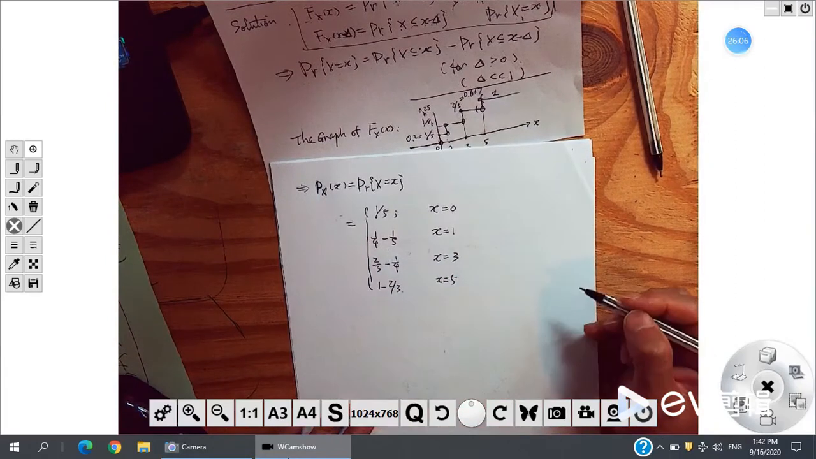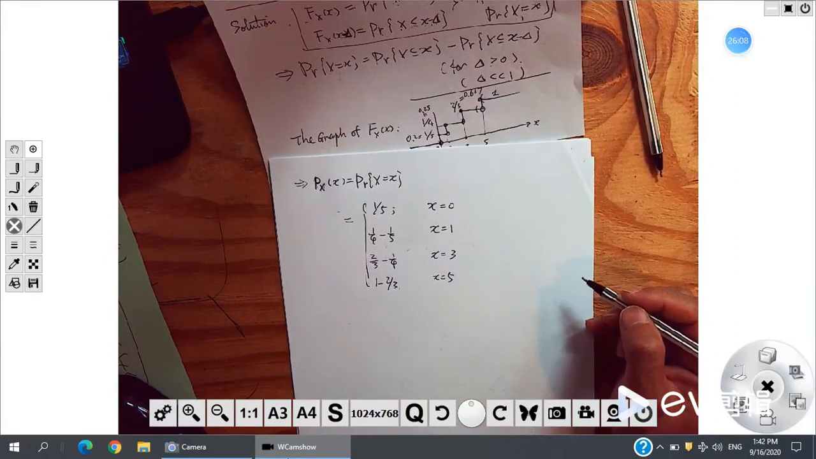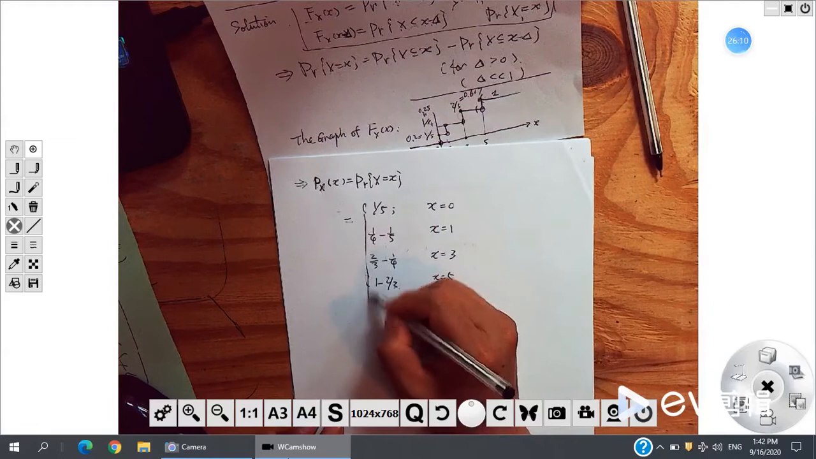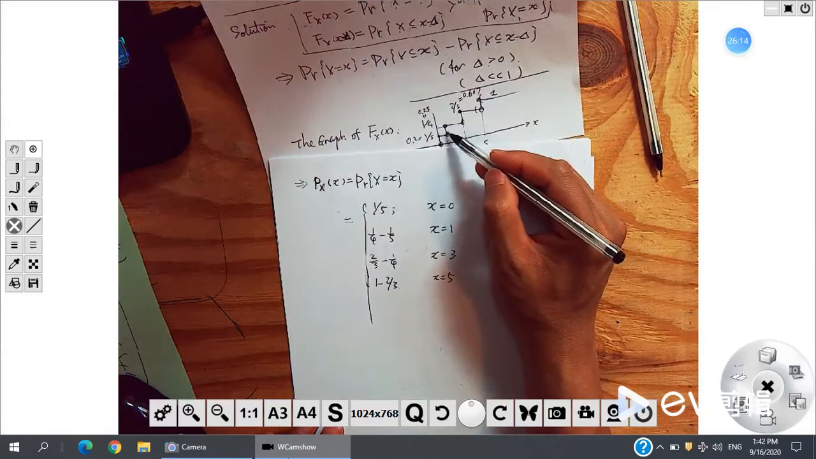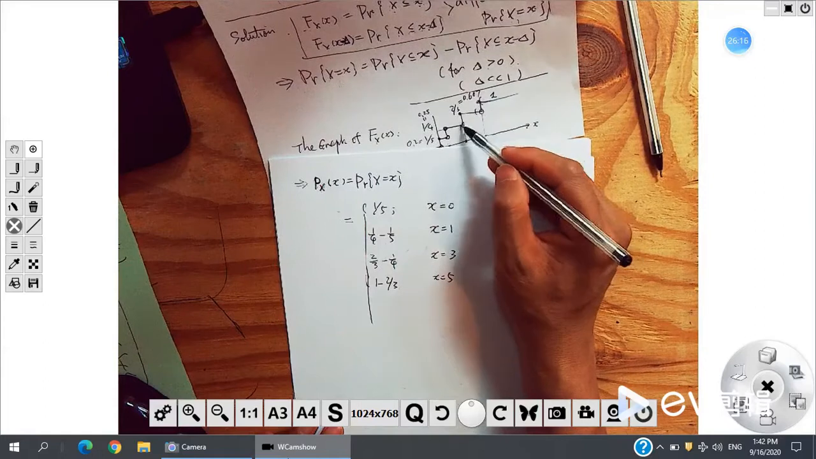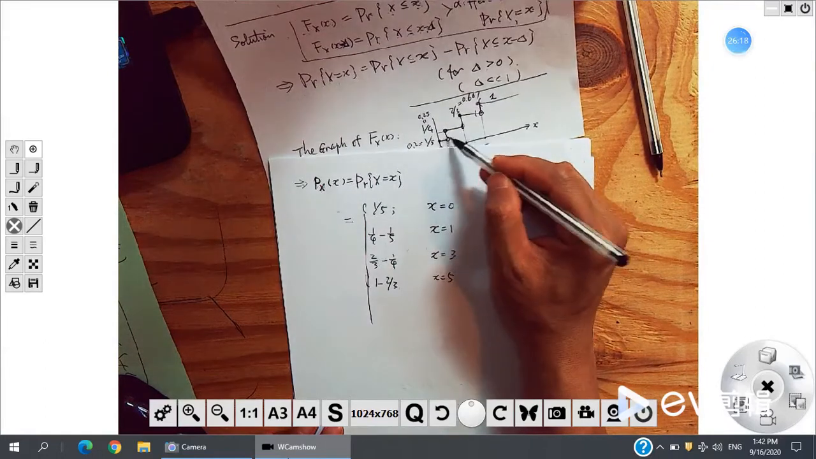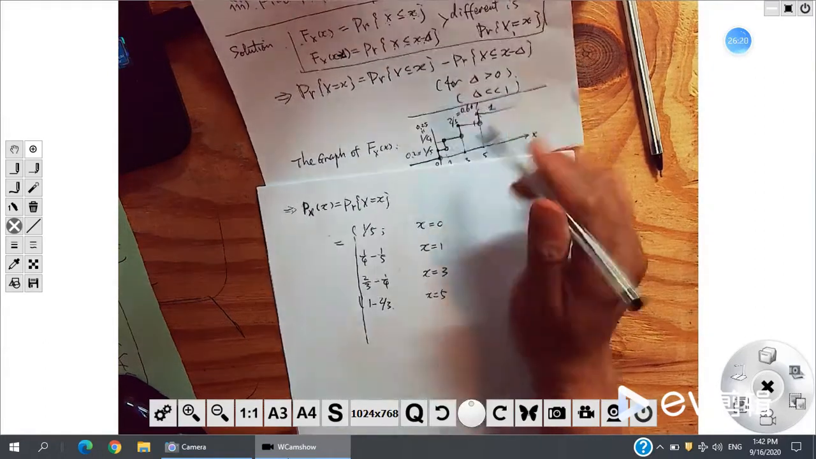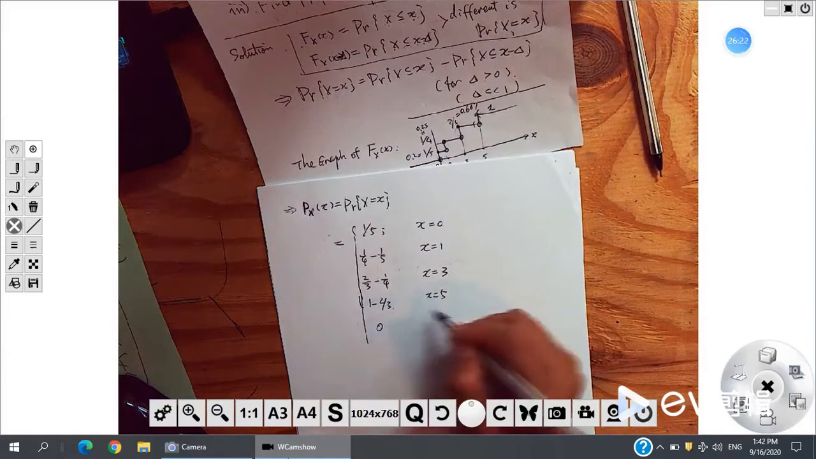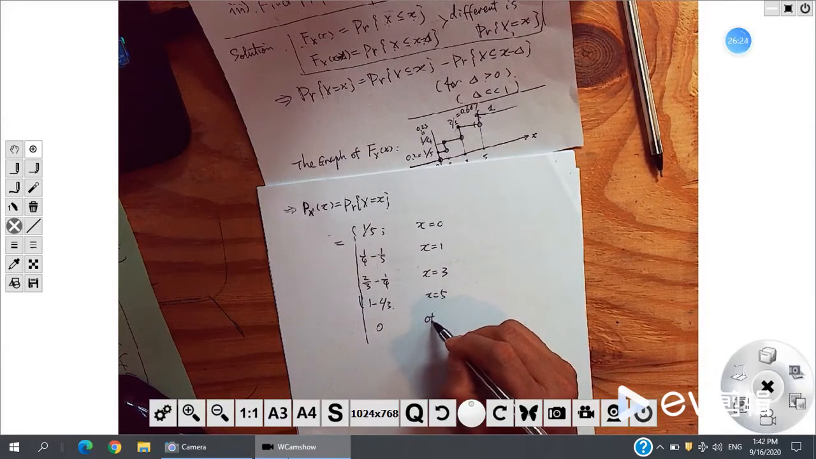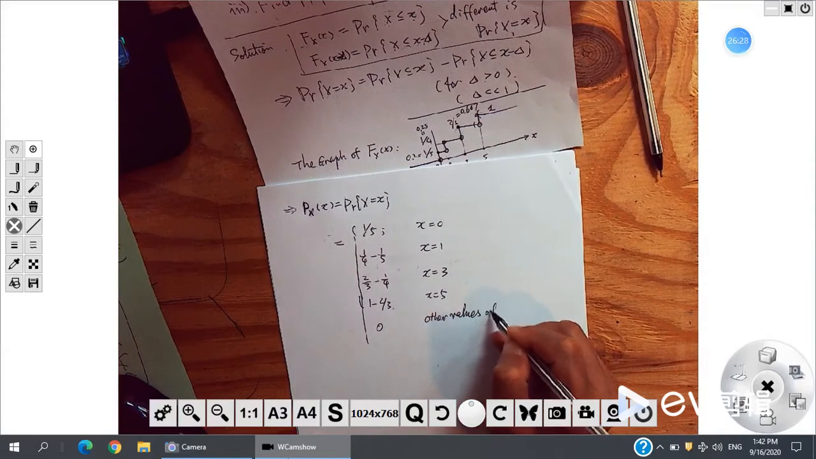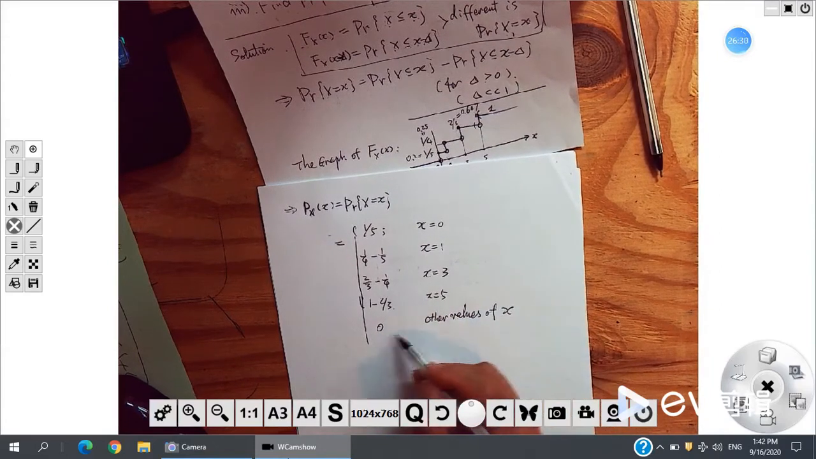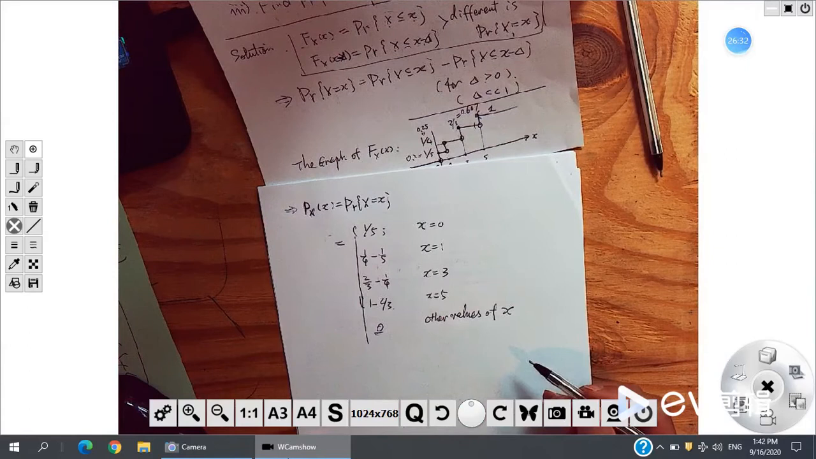So we have the mass function looking like this. These 4 values give the value when the CDF has a jump here. For any other values of x, the probability mass function is 0.